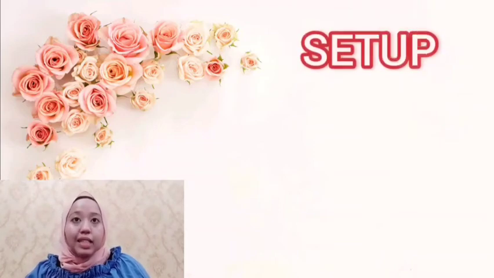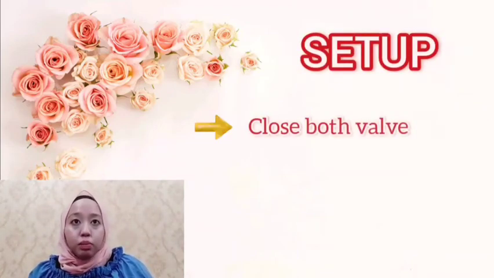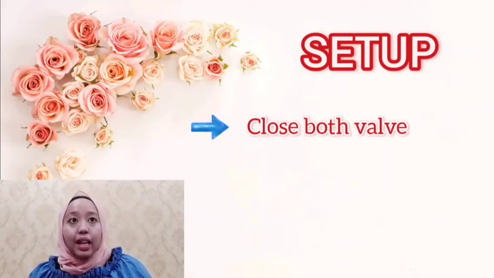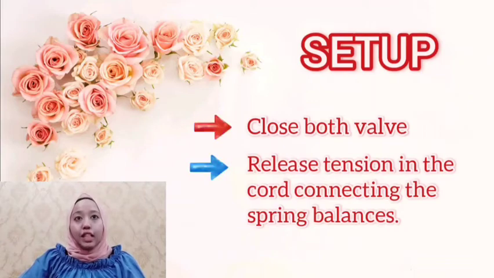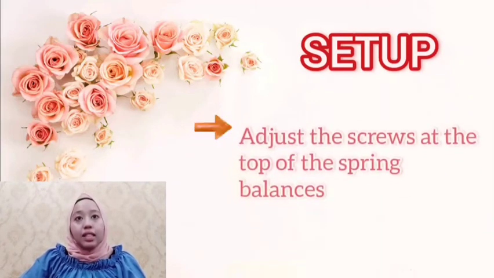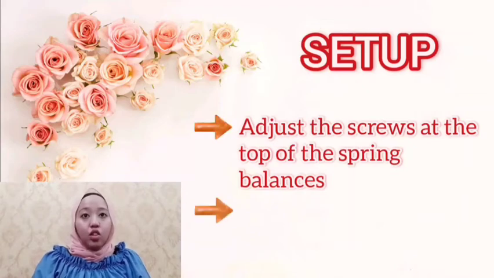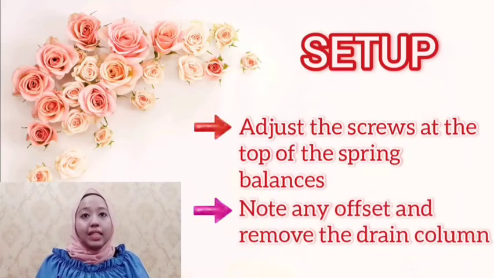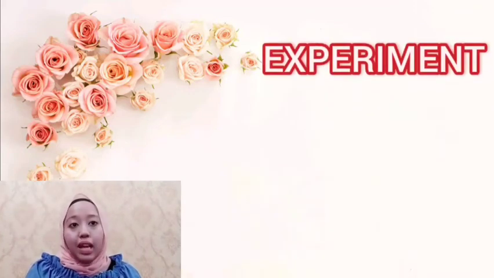First, I will explain the setup for the procedure. The first step is to close both the spear valve on the Pelton wheel turbine and the valve on the hydraulic bench. Secondly, make sure to release tension in the cord connecting the spring balances. Third, adjust the screws at the top of the spring balances until the cord hangs loosely from the hooks. Then, note any offset in the force readings. Lastly, remove the drain column from the drain and set it aside. Now, we can proceed with the experiment.